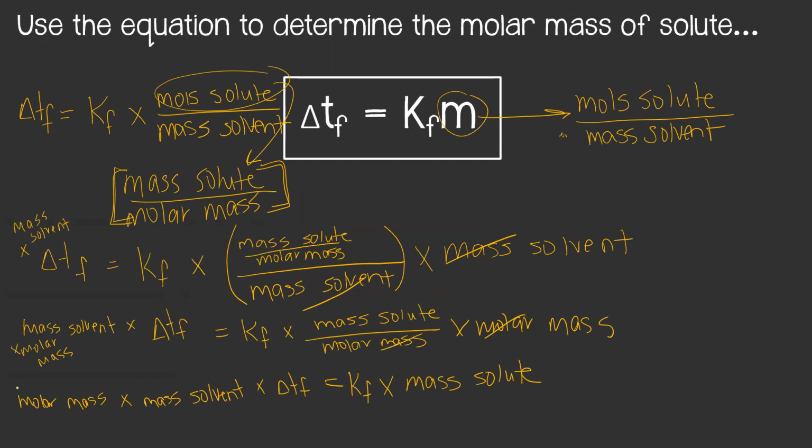Okay, so now I have molar mass on the top, but I want it by itself. So I'm going to divide both sides by mass of solvent and delta TF.